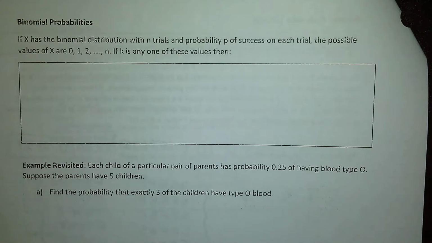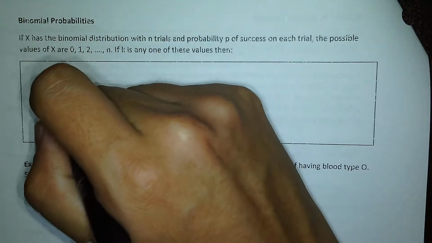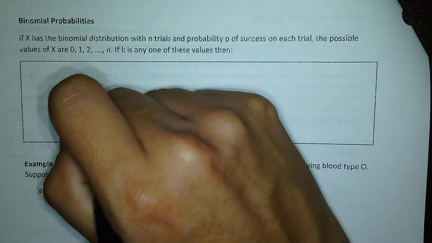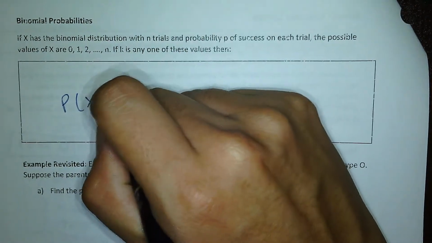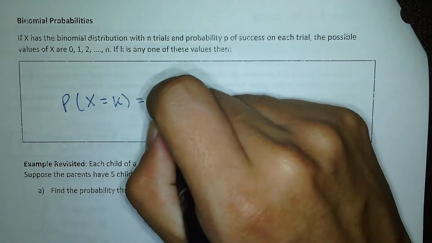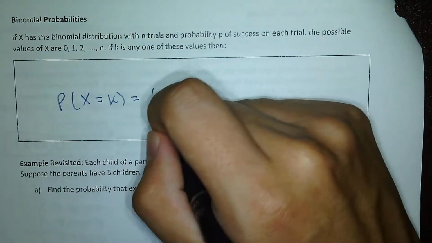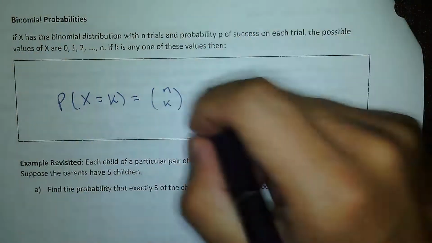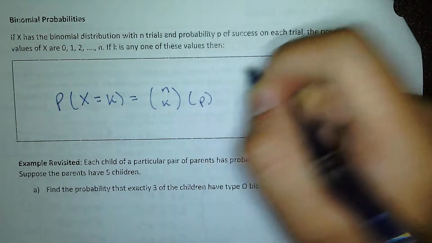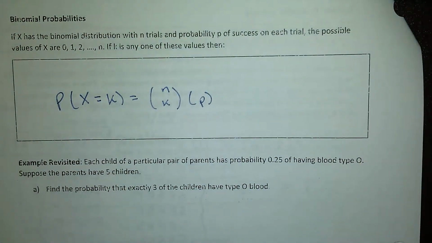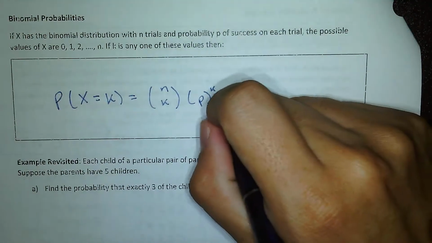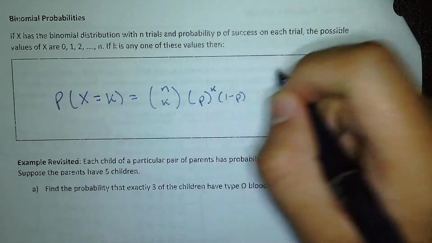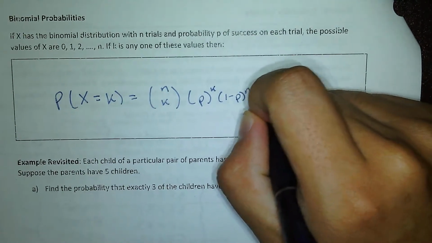So let's suppose we know that x is binomial and we're looking for the successes here. We're going to take the total number and choose the number of successes. We're going to take the probability of success multiplied by the times that it occurs, and then we're going to multiply this by the number of times where the success does not occur.